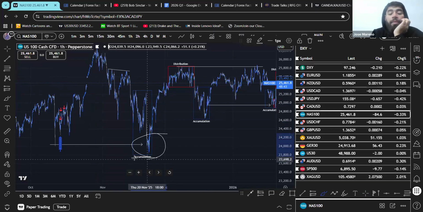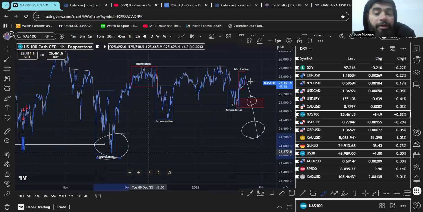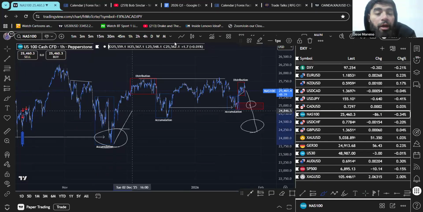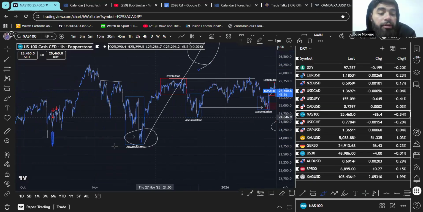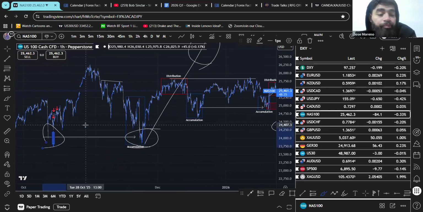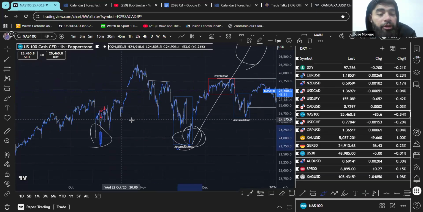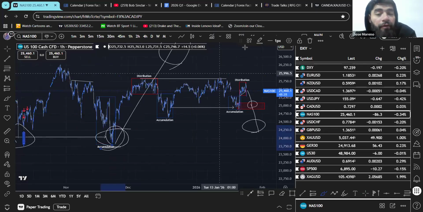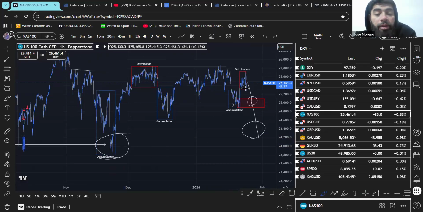One thing's for sure though, I think this is the bottom for NAS before we end up reaching new all-time highs, right? That's what I personally think. I think that here we purposely swept that low. We saw a really clean accumulation. And from there, it's just about trying to find where we're going to bottom out for the next high.